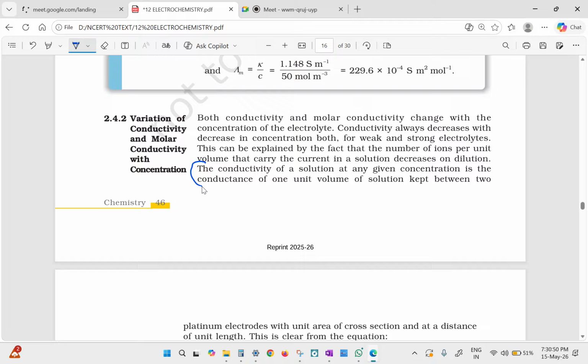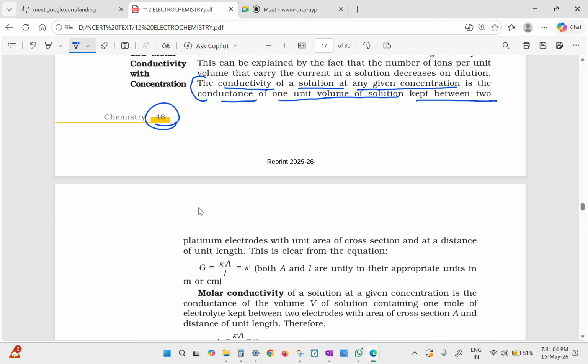Note this definition, page number 46. The conductivity of a solution of a given concentration is the conductance of 1 unit volume solution kept between two platinum electrodes with unit area of cross section and at a distance of unit length. Is it clear? Kappa is the conductance offered by the solution of the given concentration when 1 unit volume of the solution is placed between electrodes of 1 unit square cross-sectional area kept at a distance of 1 unit.